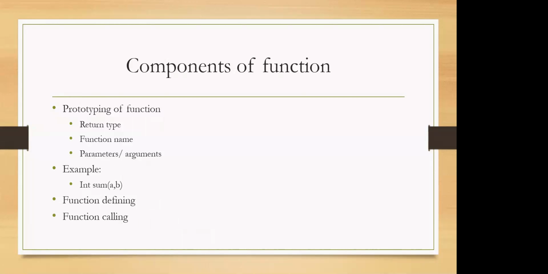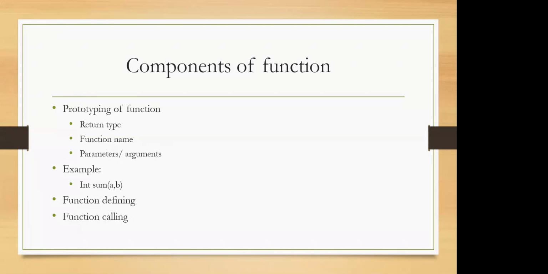Then components of a function. When we talk about the function, there are a few terms that we should know. One is the function name, its return type, and then parameters and arguments. For example, if I'm using int sum(a, b), here the word int shows the return type. The word sum is the name of the function, and in brackets a comma b, these are the parameters that we have passed into the function. These are just general examples, not the Python case.